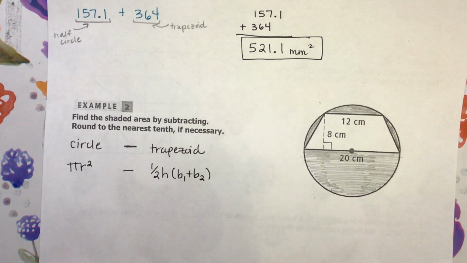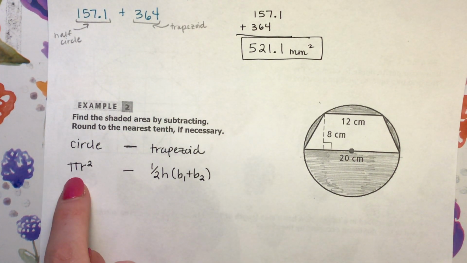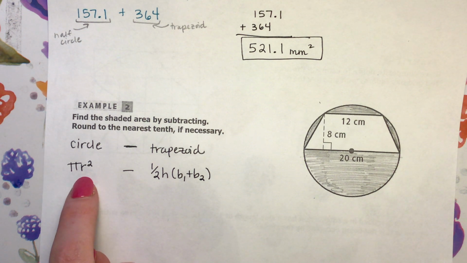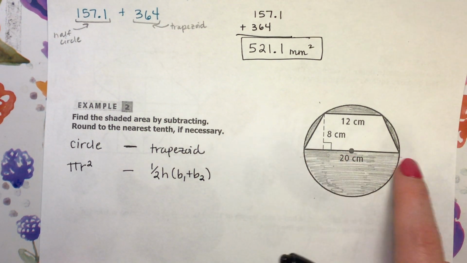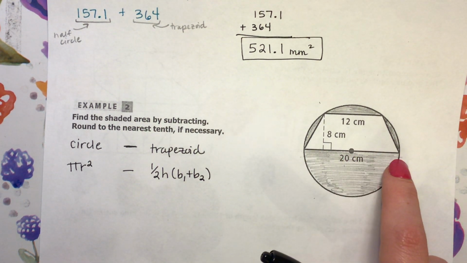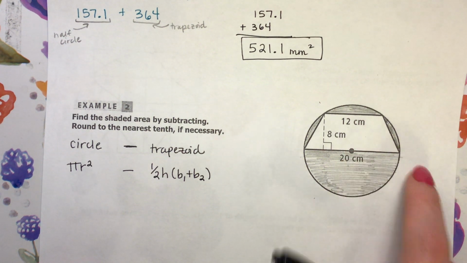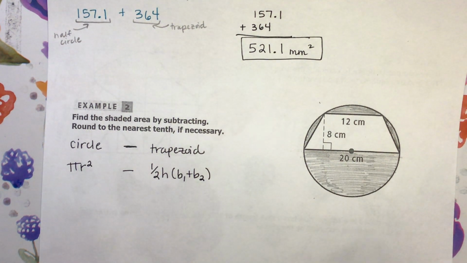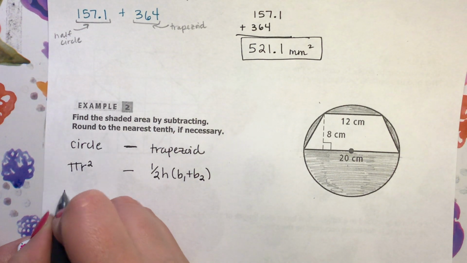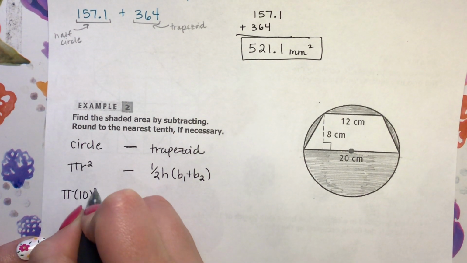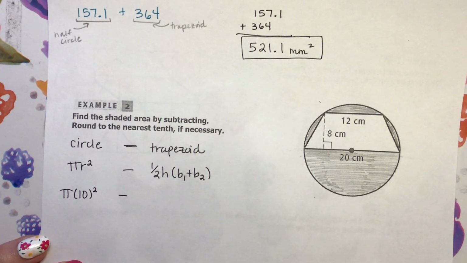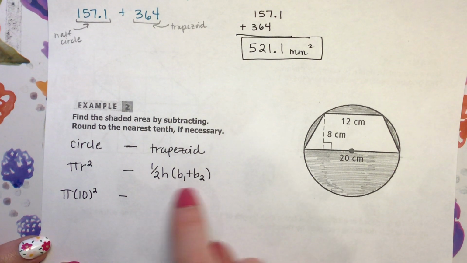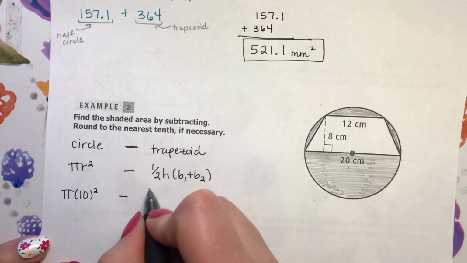Okay, now let's substitute our values in. For the circle, I need r. Right now, this 20 is going all the way across. So to figure out what r is, I just need half of it, so the radius would be 10 in this situation as well. So I have pi times 10 squared minus, okay, now I'm going to do all of this stuff. So I have 1/2.